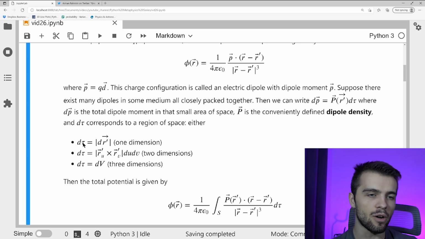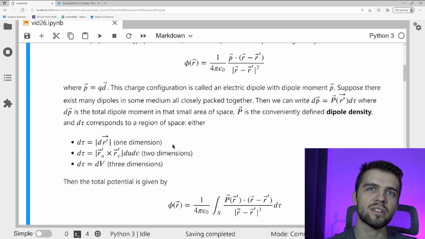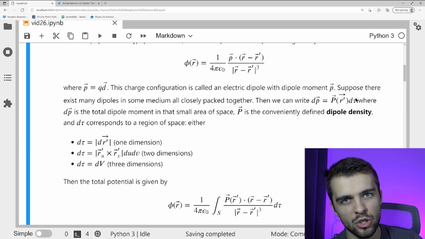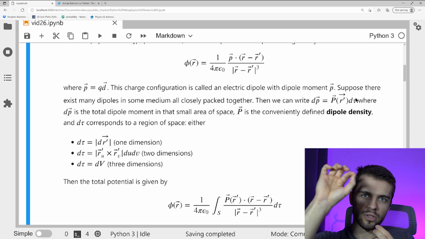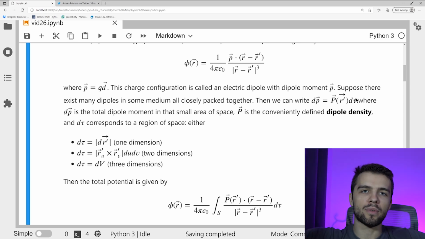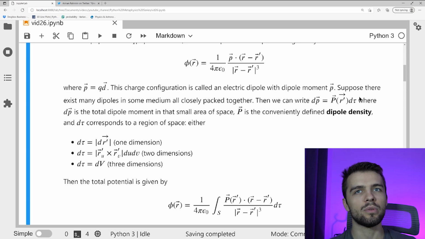And so d tau gives you the spatial element here. It says that the dipole is proportional to something to do with space. Well, that can be in 1, 2, or 3 dimensions. I can have a polarized string with a bunch of little dipoles all located on a string. I could have a polarized surface, or I could have a polarized 3D object. And so d tau will change depending on that.